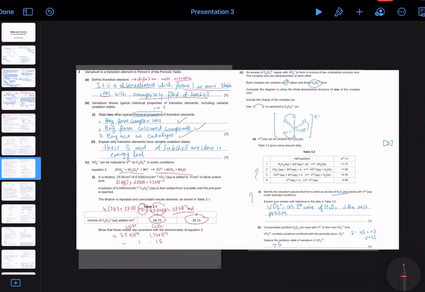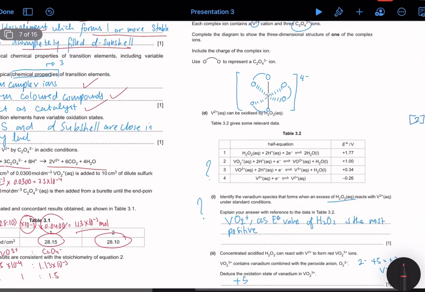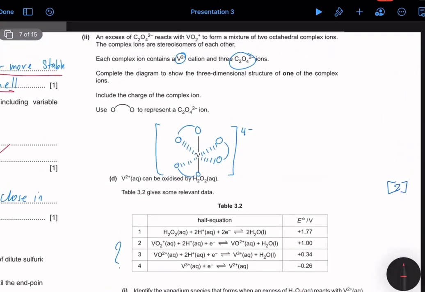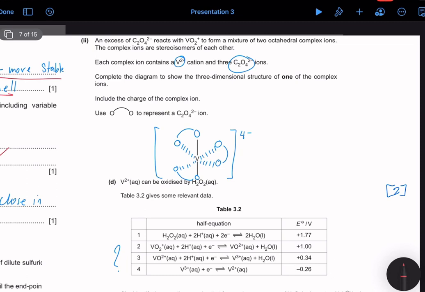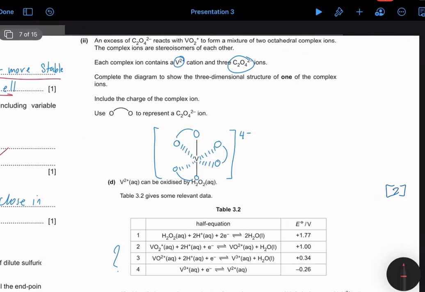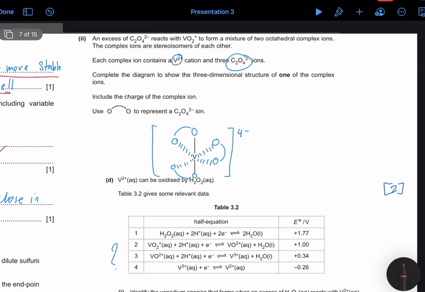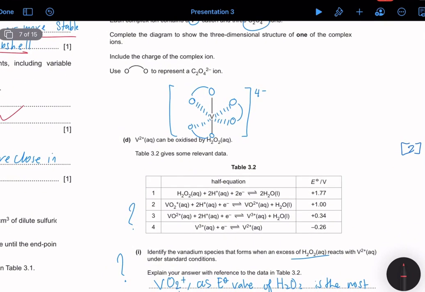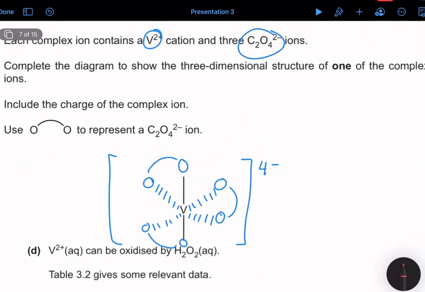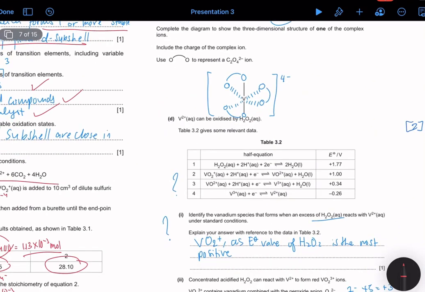An excess of C2O4 2- reacts with VO2+ to form a mixture of two octahedral complex ions. Each complex ion contains a V2+ cation and 3 C2O4 2- ions. Complete the diagram to show the three-dimensional shape of one of the complex ions. Include the charge of the complex ion. So the charge would be 4 minus. And this one would be the diagram for your complex ion.